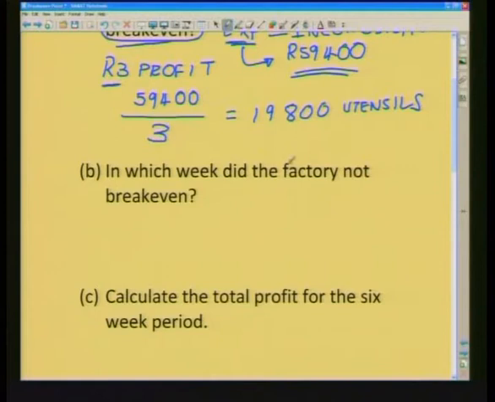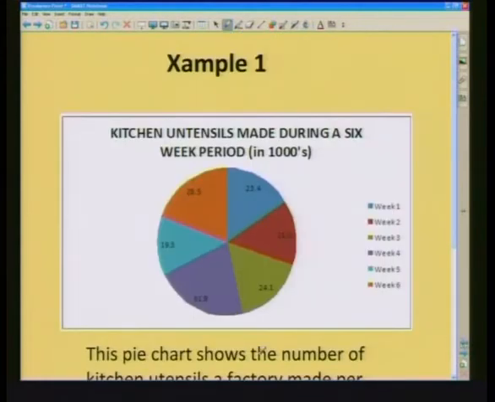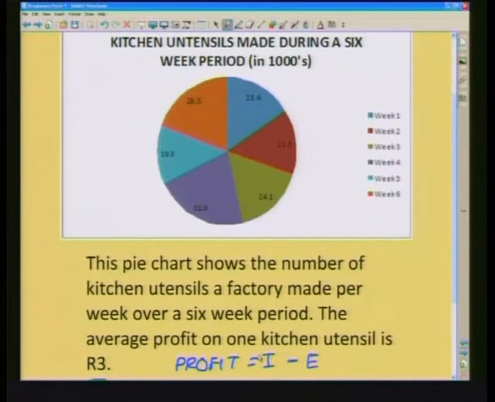In which week did the factory not break even? Now remember, if they are making less than 19,800 utensils, then they are not breaking even, because in order to break even, they've got to make exactly that amount. So anything less than that means that they are not covering costs. All right, so all we do is we go to our pie chart and we just do a little bit of an investigation, look and see where is it that these values are less than 19,800.